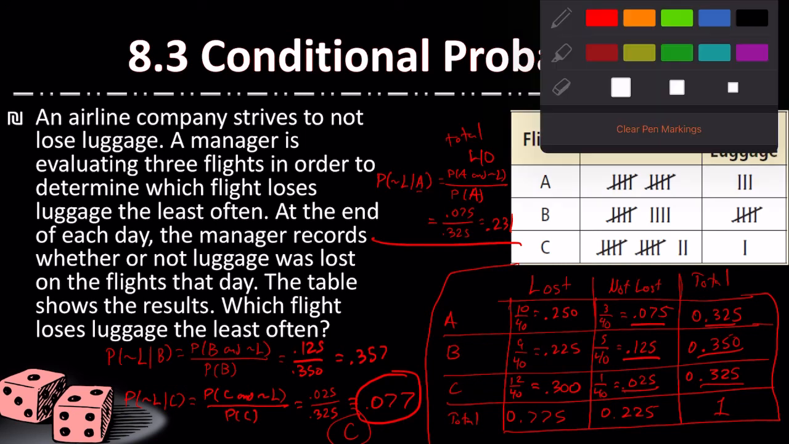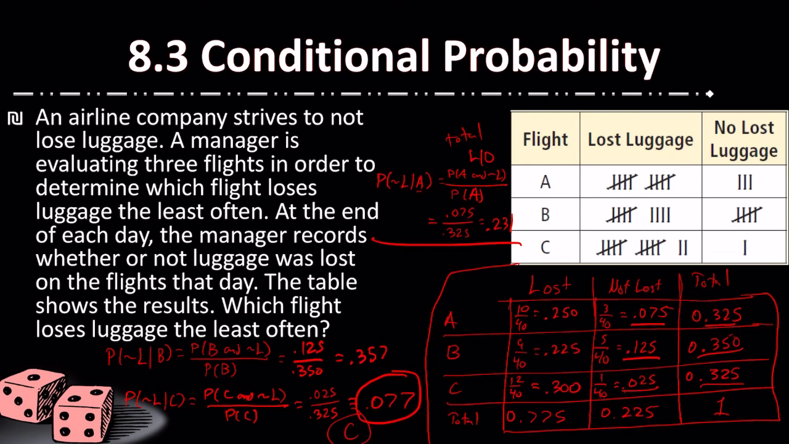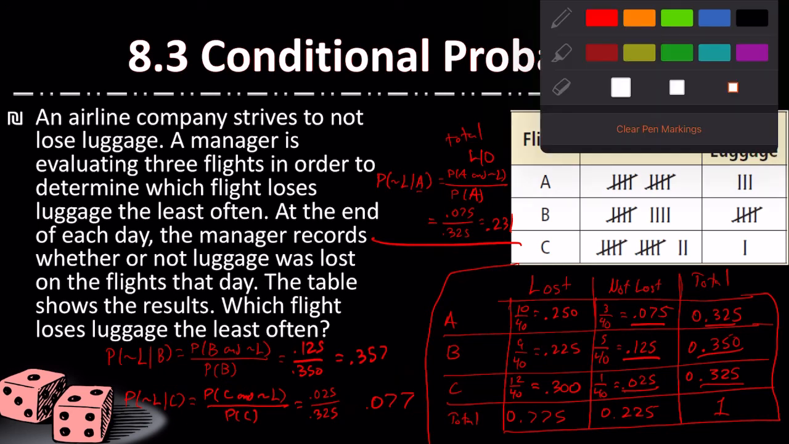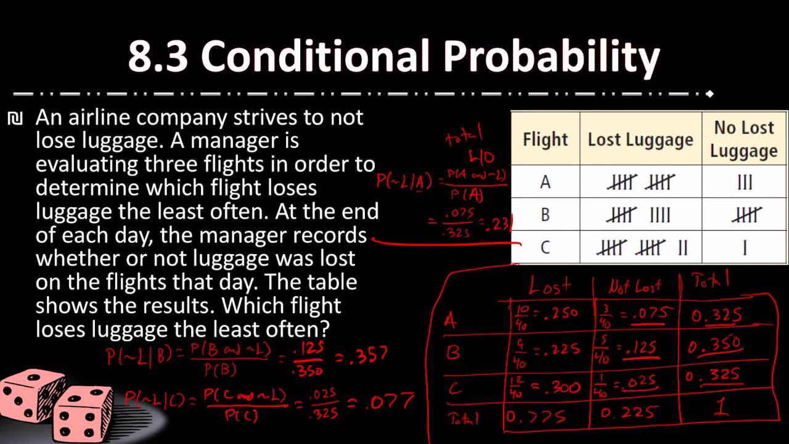Sorry, I interpreted that wrong. C has the smallest probability of not losing luggage. So we want the highest probability of not losing luggage. Highest probability of not losing luggage is actually flight B. Why don't you try number 11? Pause it while you figure it out. The answer, again, is B.